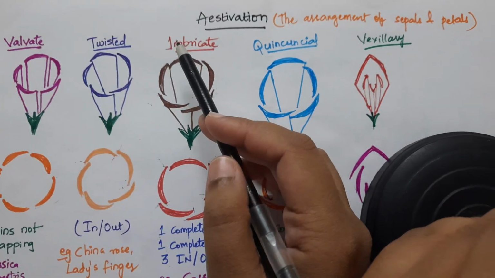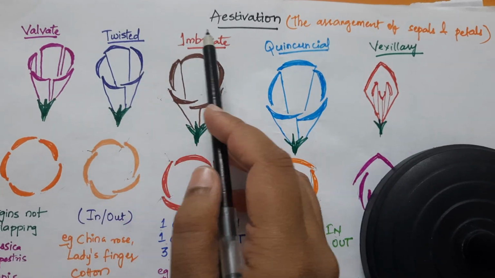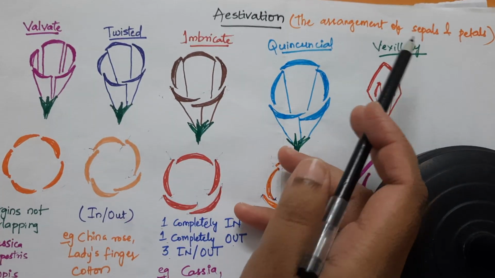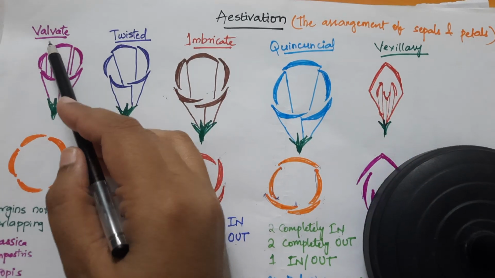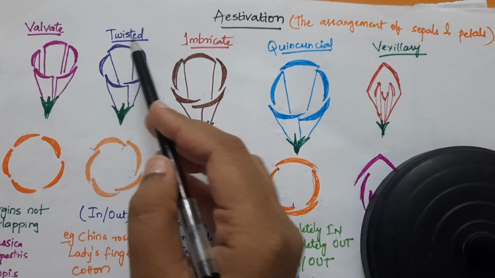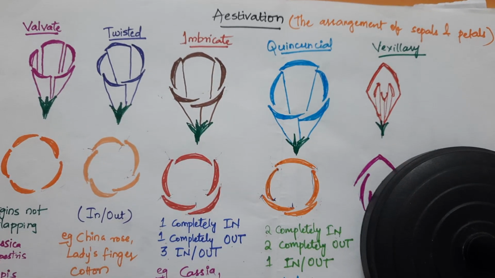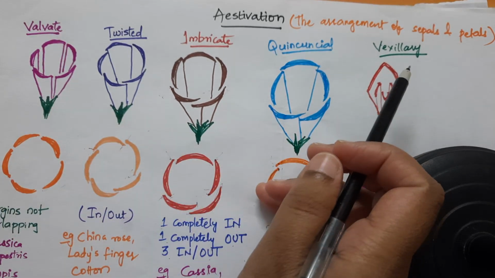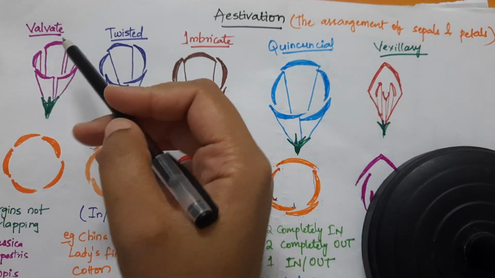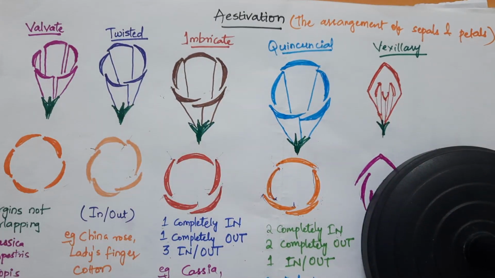So in flowers, different types of estivations are seen. What are they? First one is valvate, then twisted, imbricate, quincuncial and vexillary. Okay, we'll discuss what these are in detail one by one. First we'll discuss valvate estivation.